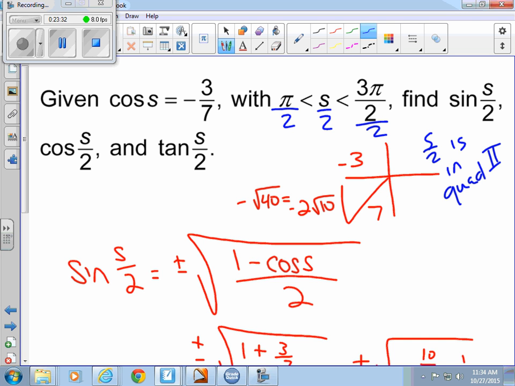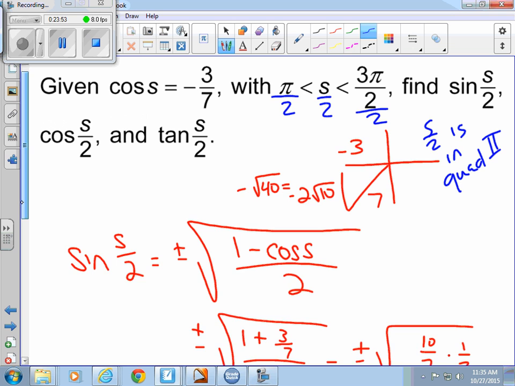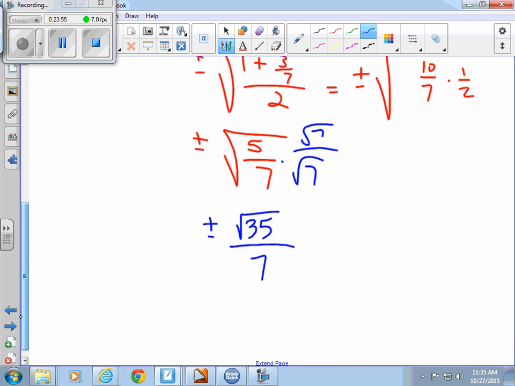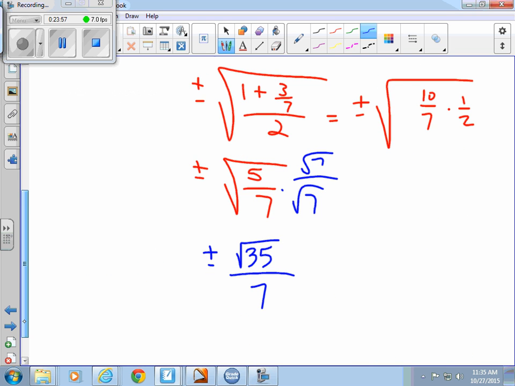Yep. Because I can halve, right? Half of 180 is 90, and half of the other one, 270, is 135, so I've got to be between those two values. Because double the value was between those two, half would have to be in those values. So if I'm in quadrant 2, what is sine in quadrant 2? Positive. We're going to say that is positive radical 35 over 7.